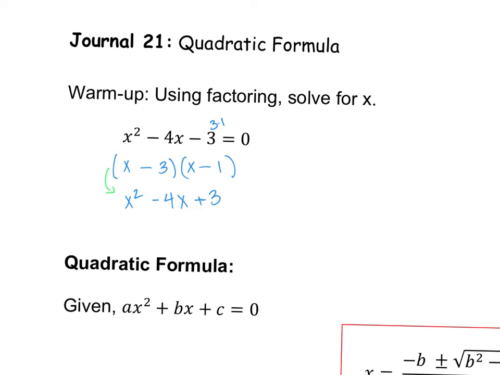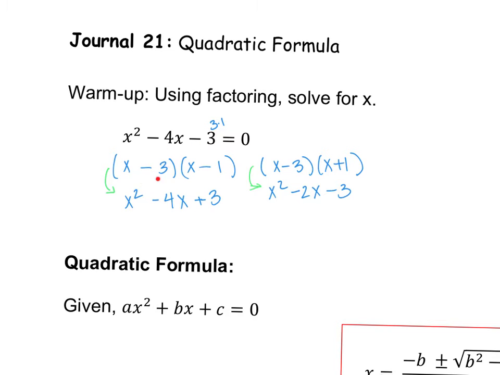This one's a positive 3 and this one's a negative. So I can try again and see if something else works. Maybe x minus 3 and then maybe x plus 1. But then I look at this, the x times x will give me the x squared, but -3 plus positive 1 is -2x, and then -3 times positive 1 is -3.